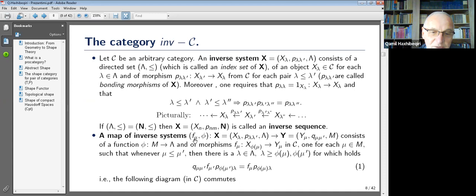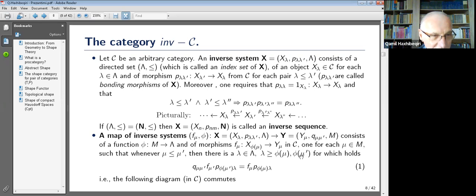A map of inverse systems, f_μφ, from inverse system X to inverse system Y = (Y_μ, q_μμ', M) consists of a function φ from the index set M of system Y to the index set Λ and morphisms f_μ from X_φ(μ) to Y_μ in C. These are morphisms in category C, one for each μ in M, such that whenever μ is less or equal μ', there is a λ in Λ which is greater or equal to φ(μ) and φ(μ'), for which this equality (1) holds. This existence of λ is granted by directedness of the index set Λ.